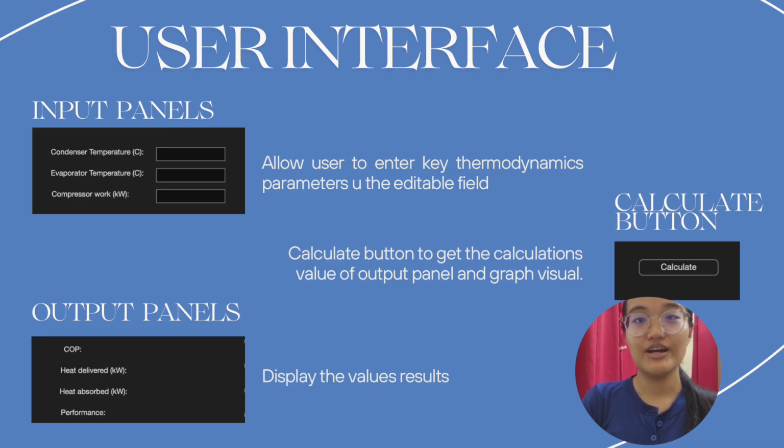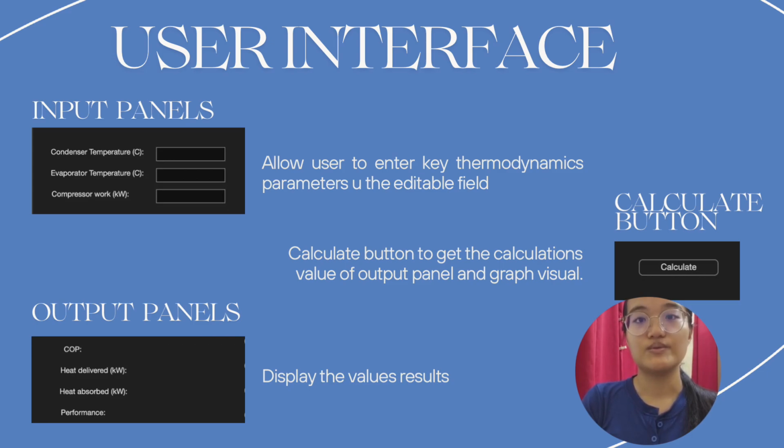Once the values have been entered, the user clicks the calculate button. This button activates the MATLAB program to perform all necessary thermodynamic calculations. The calculated results are then displayed in the output panel below. Four key outputs are shown.